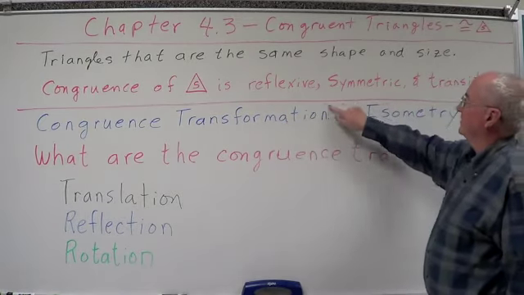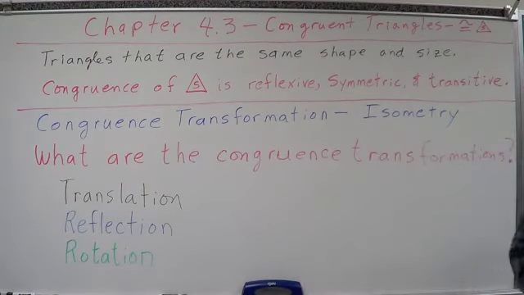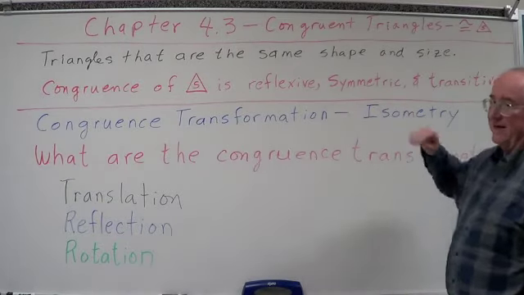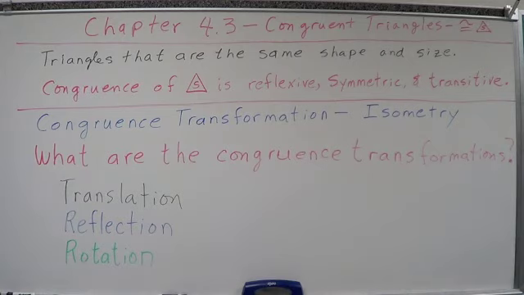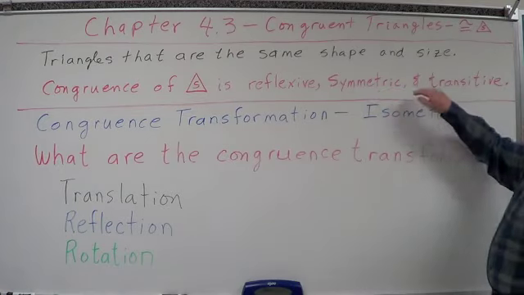If one triangle is congruent to another triangle, if triangle A is congruent to triangle B, then triangle B is congruent to triangle A. Again, the same property, identical twin property. And it's also transitive. That's the identical triplet property. If I have triangle number 1 is congruent to triangle number 2, triangle number 2 is congruent to triangle number 3, then triangle 1 is congruent to triangle 3. And all of the corresponding parts.